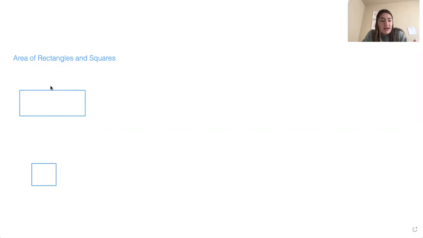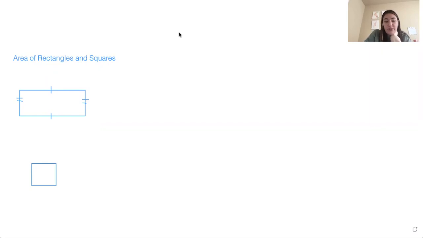A rectangle has two sets of parallel lines that are equal to each other, but they're not all equal to each other. As you can see in this one, as denoted by the little lines, the top and bottom are equal and the sides are equal.